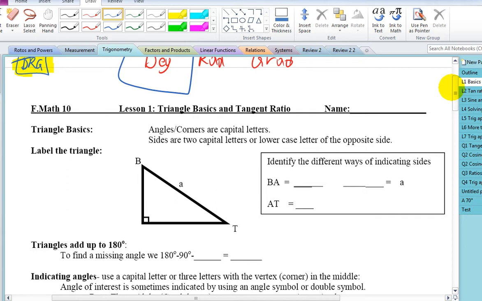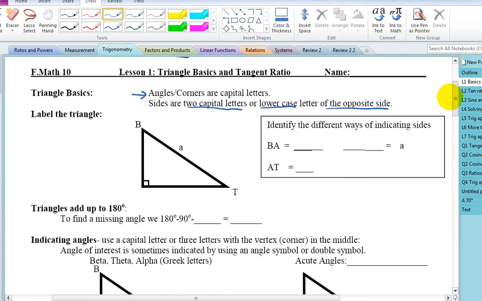Okay, so a couple things. Number one from last year, angles or corners are capital letters. Sides can be two capital letters or a lowercase letter of the opposite side. So here we have a triangle that's half labeled. If this side here is capital B, the opposite side, see how I drew an arrow straight across? That means it's opposite. That would be little b.